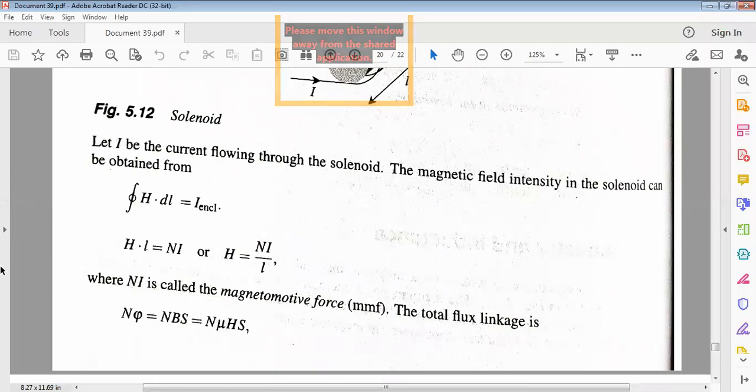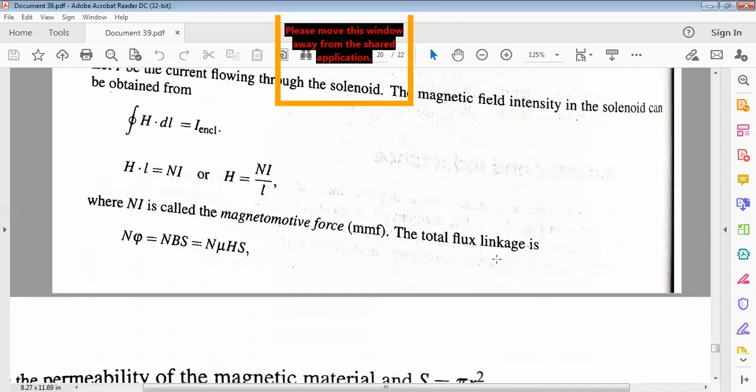According to Ampere's law, the closed integral of H dot dl equals N I enclosed. So H times L equals N times I. I enclosed means how much current is passing through. Or simply H equals N I by L, where N I is called the magnetomotive force, MMF. The total flux linkage is N phi equals N times B times S.